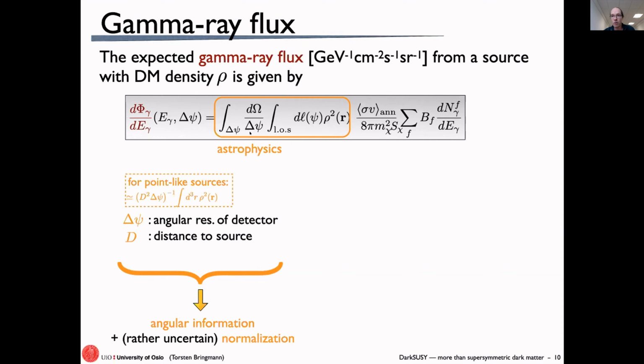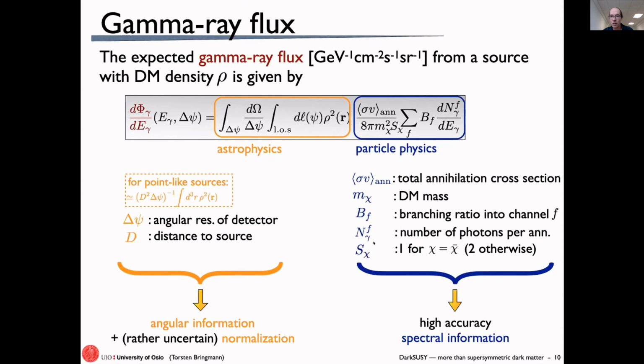And from the point of view of the signal, this provides essentially some angular information if you have a profile that is not extremely cuspy, but most of all, an overall normalization of the signal. Since, in particular in the inner parts, as also discussed by Michele, the dark matter density distribution is not very well constrained, there's a significant uncertainty related to that.